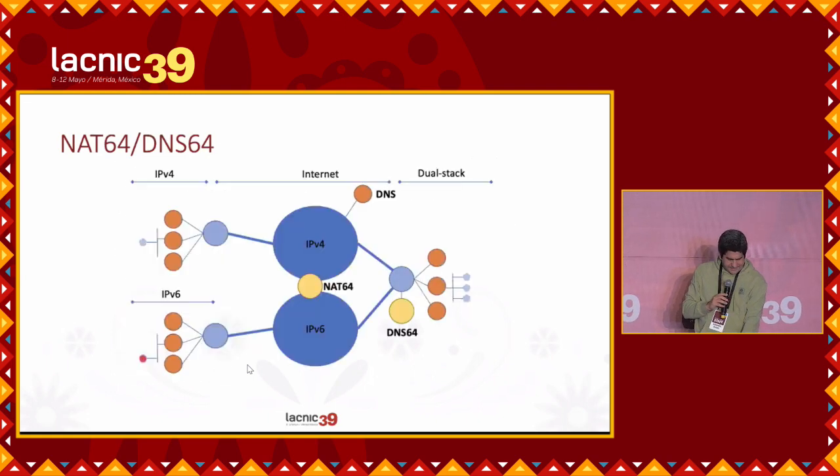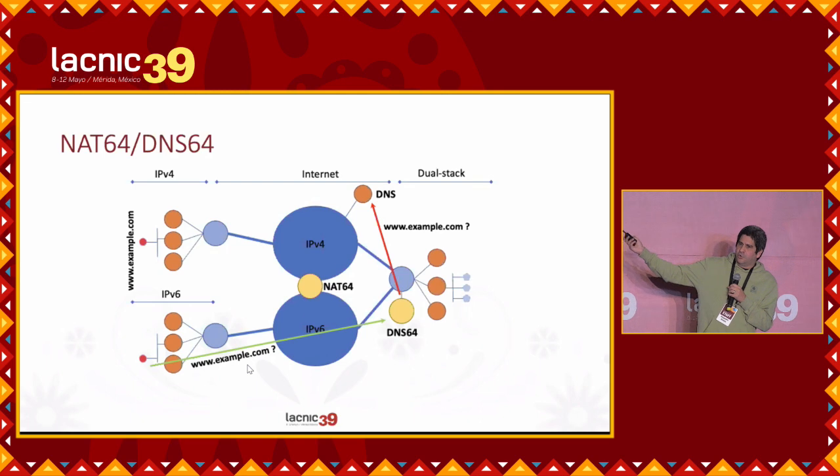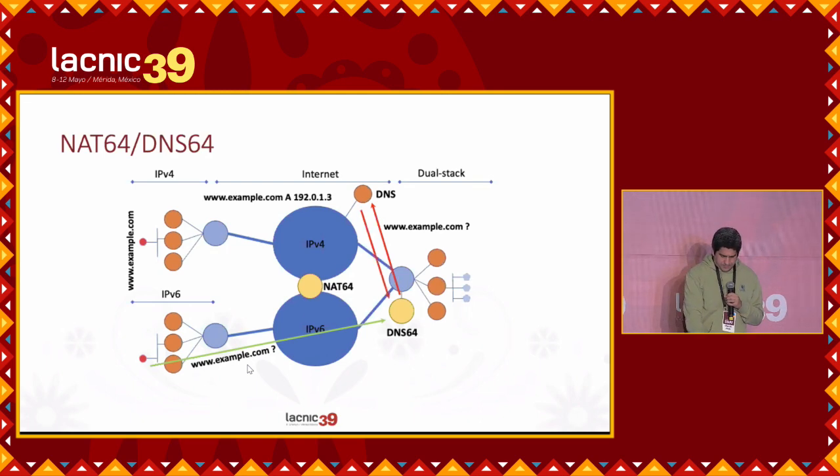So let's see what happens here. I have an IPv6 network. To the left, you have the animation. Here I'm going to open example.com. I go to DNS64. DNS64 is recursive, and it looks for the authoritative DNS for example.com, and it brings back an IPv4 address.